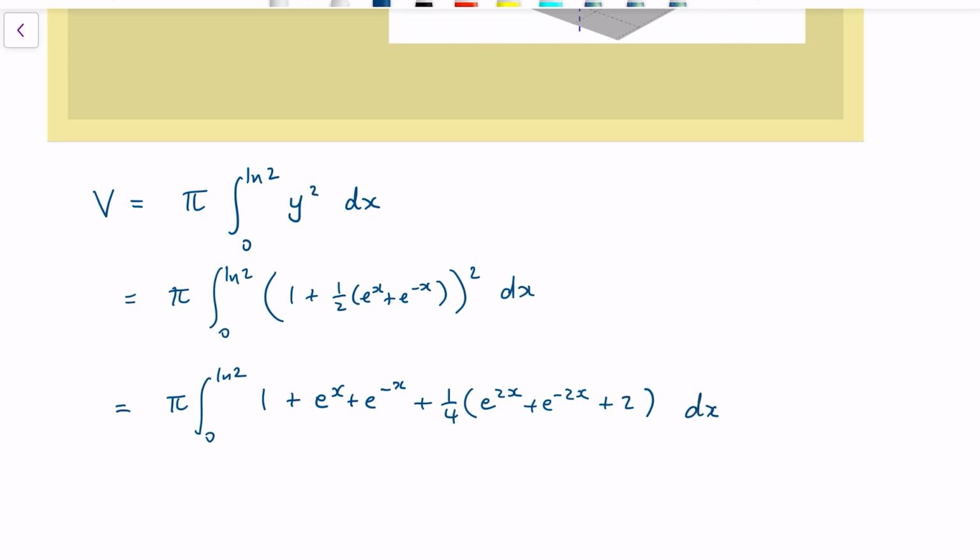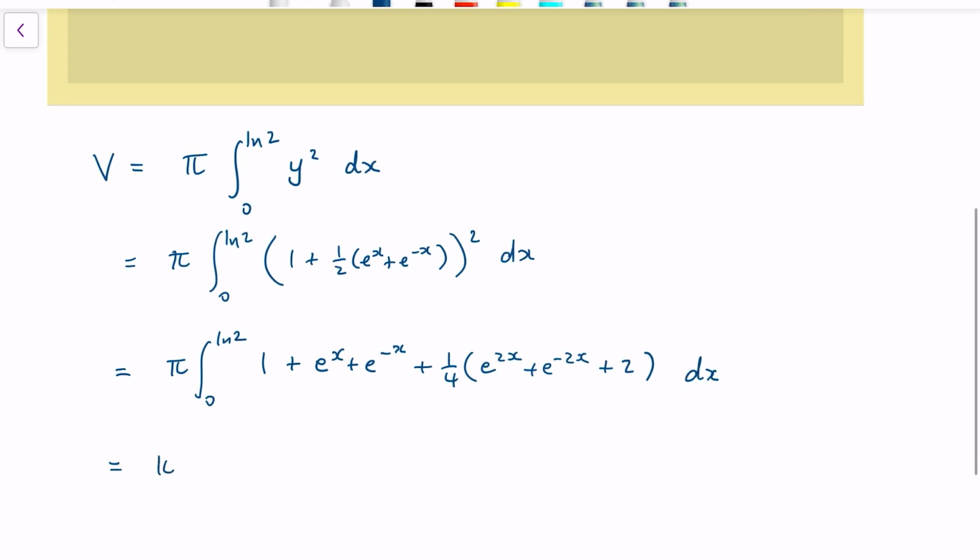dx. Let me tidy this up a little bit. We've got 1 plus another half, so 3 over 2, plus e to the x, plus e to the minus x, plus a quarter e to the 2x, plus a quarter e to the minus 2x.